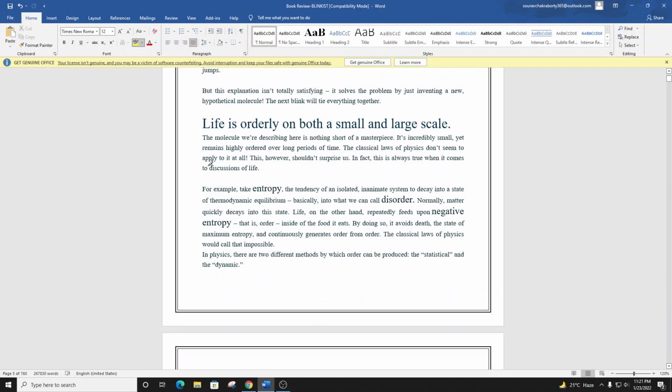But this explanation isn't totally satisfying. It solves the problem by just inventing a new hypothetical molecule. The next blink will tie everything together.